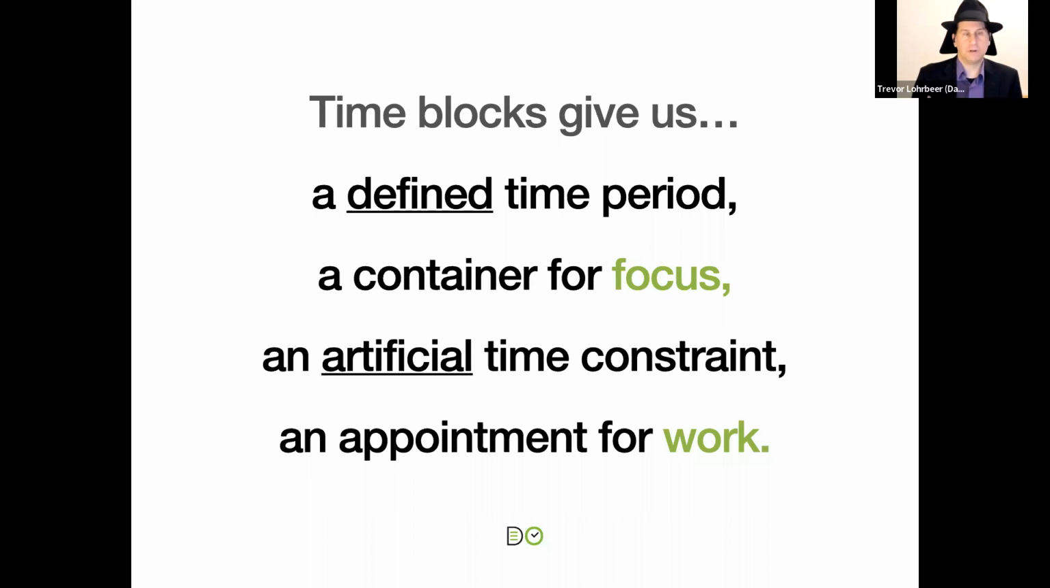There's also something called time scarcity that we create when we say we only have an hour to work on something. That actually switches our brains to be more focused. So time blocks actually help encourage us to be more focused because of the way our biology works. It's an artificial time constraint. So sometimes we may need 4 or 5 hours to work on something, but we're going to work on it in hour chunks or hour-and-a-half chunks. We're artificially creating this so that we can create this focus and so we can create this appointment for work.